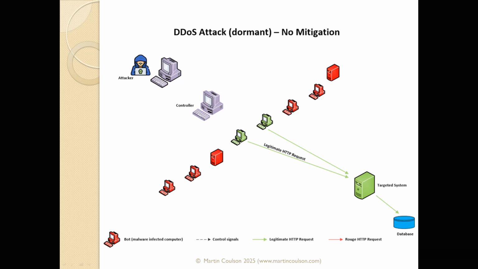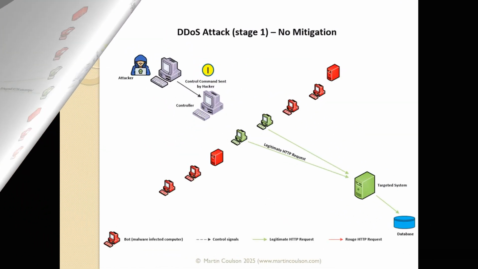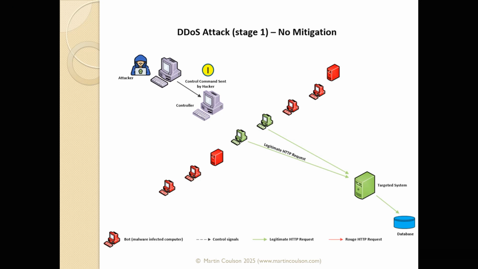So, now let's see a DDoS attack in action, where no mitigation is put in place. Stage 1 is where the attacker sends a control command to the DDoS controller PC, telling it to start instigating the DDoS attack. The attacker could instruct the controller to start the DDoS attack immediately, or to begin the attack at a certain date and time.